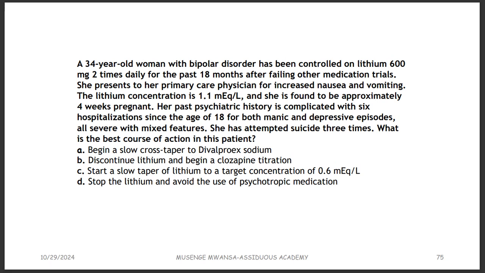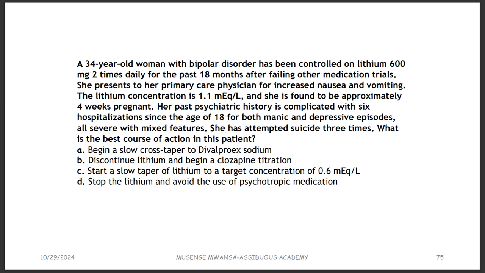Okay. A 34-year-old woman with bipolar disorder has been controlled on lithium 600 mg 2 times daily for the past 18 months after failing other medication trials. This one is also in the exam. She presents to a primary care physician for increased nausea and vomiting. Lithium concentration is 1.1 milliequivalents per liter, and she is found to be approximately 4 weeks pregnant.